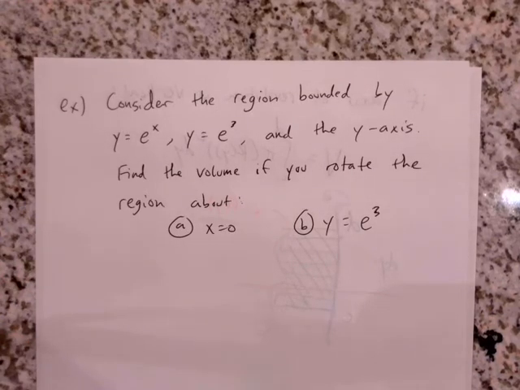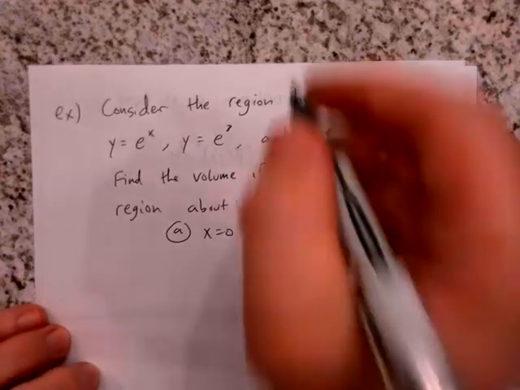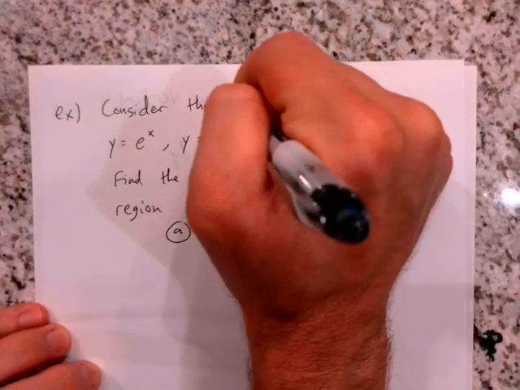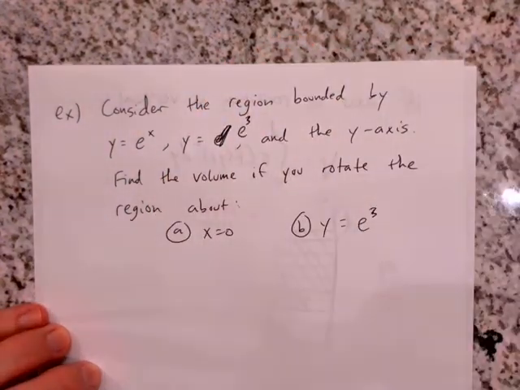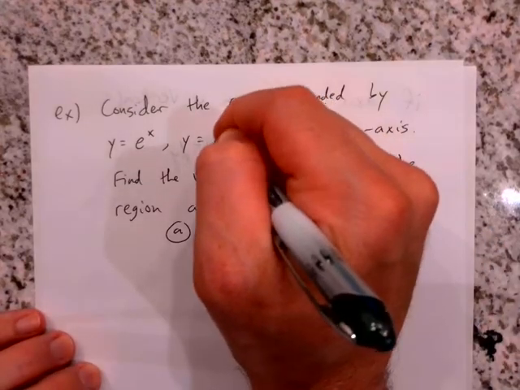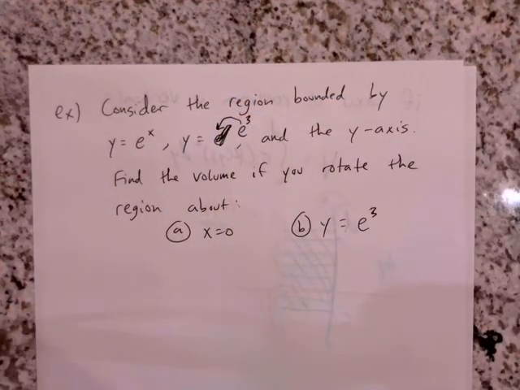So for example, let's consider the region that is bounded by y equals e to the x, y equals e cubed, which is e to the third power, and the y-axis. We want to find the volume if you rotate this region about Part A, x equals 0. Part B, y equals e to the third power.